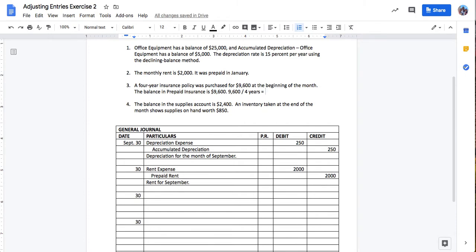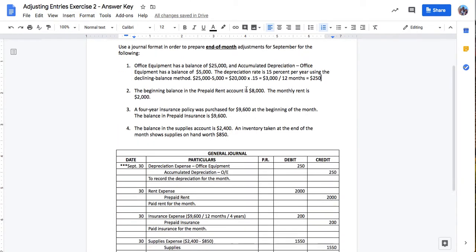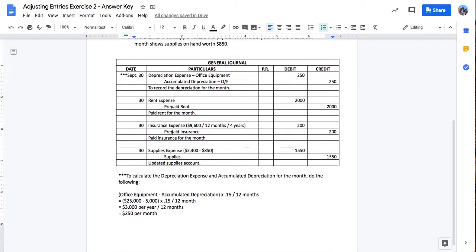So 9,600 divided by 4 years gives us an insurance expense of $2,400 per year. Remember, we're doing this for the month, so we're going to divide this by 12 months. And that will give us, oops, not M, it will give us $200. So in our answer key, we can see that our prepaid insurance adjustment is $200.